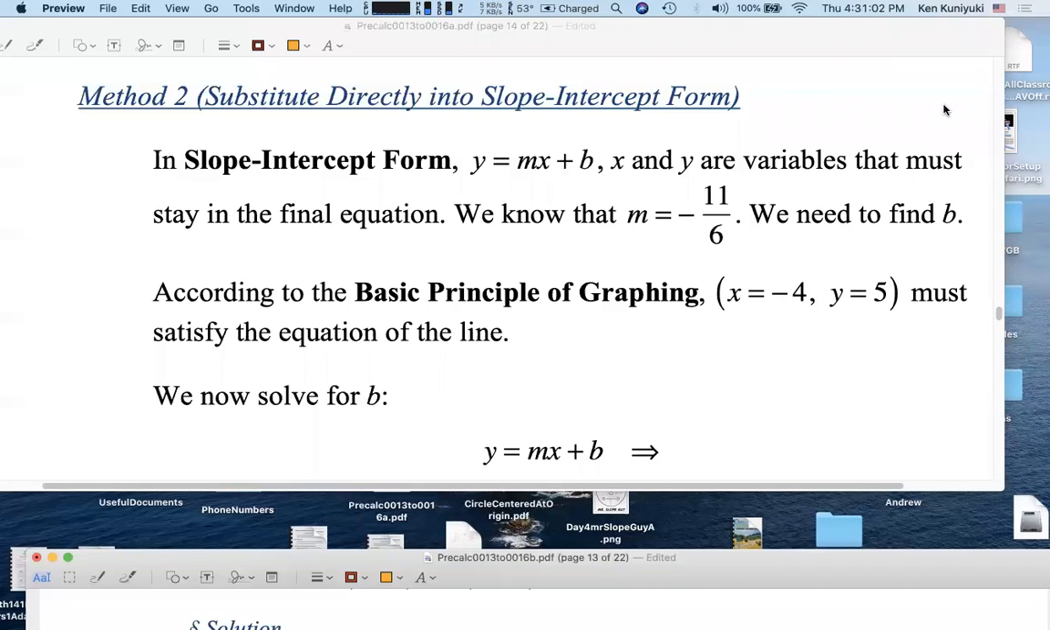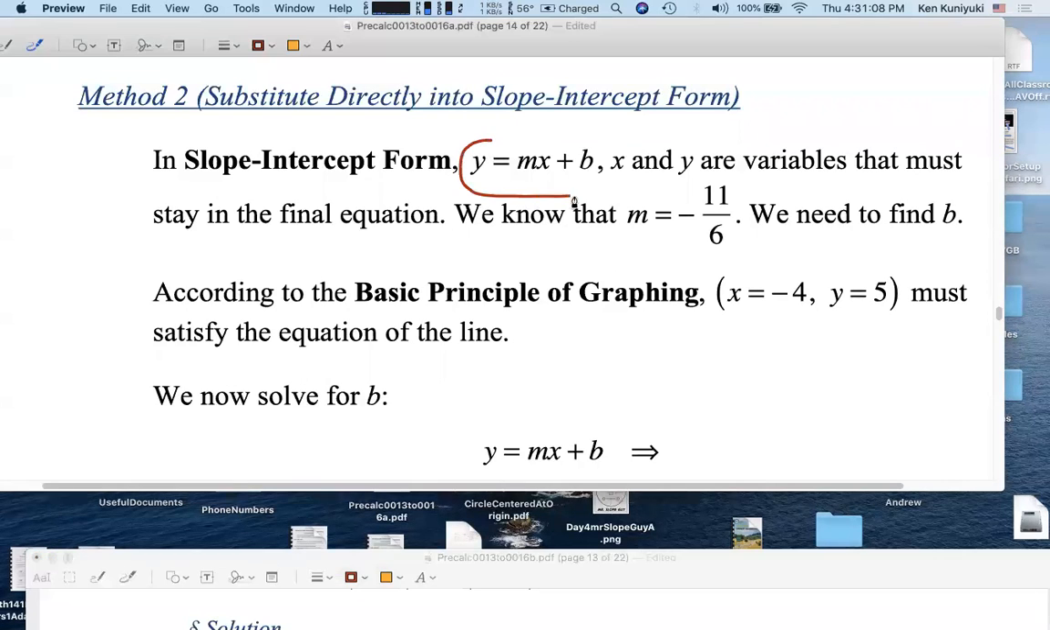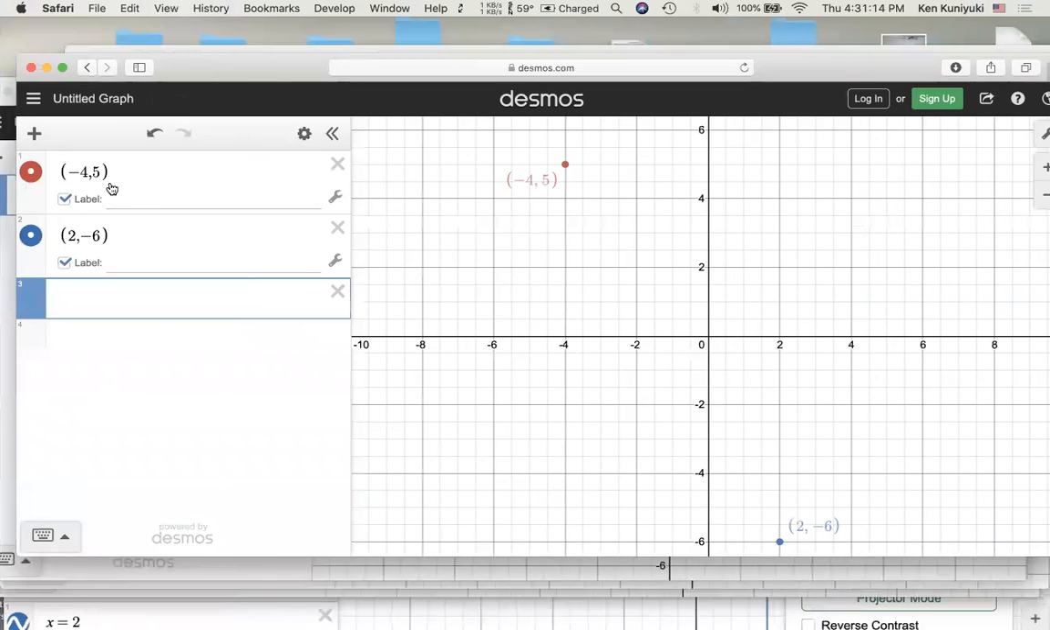Hi everyone, here's a faster way of doing the problem that we just did. Again, we want to find the slope-intercept form for the line that goes through the two given points, (-4, 5) and (2, -6) over here.